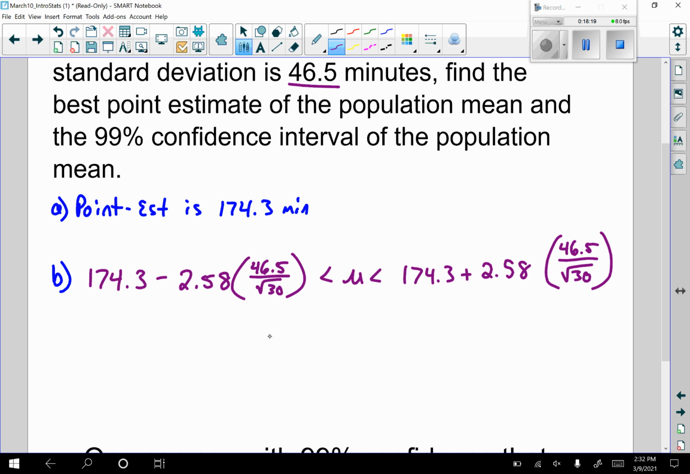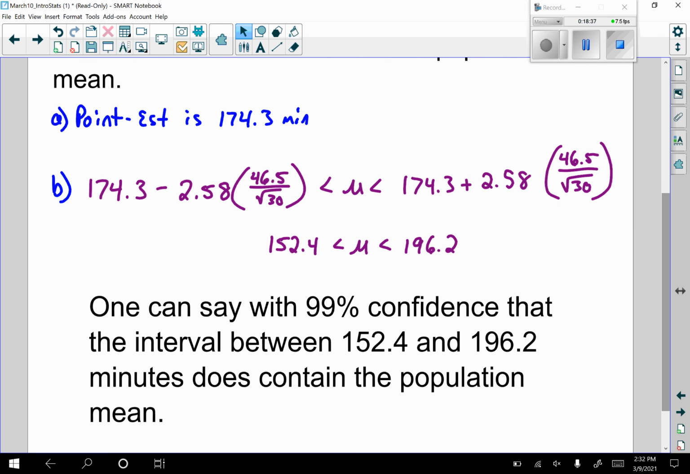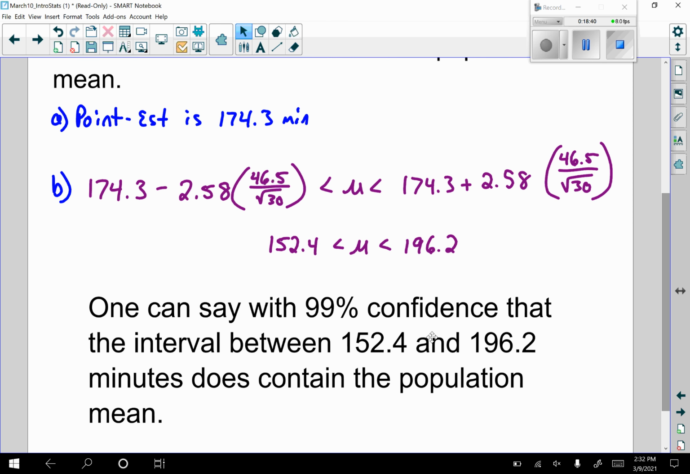All right, so as we round this, we should get that mu is between a 152.4 and then we should be getting a 196.2. All right, so we could say, or summarize this, one can say with 99% confidence that the interval between 152.4 and 196.2 minutes does contain the population mean. Or as I mentioned before, we could say, one can say with 99% confidence that the population mean will be between 152.4 and 196.2 minutes.